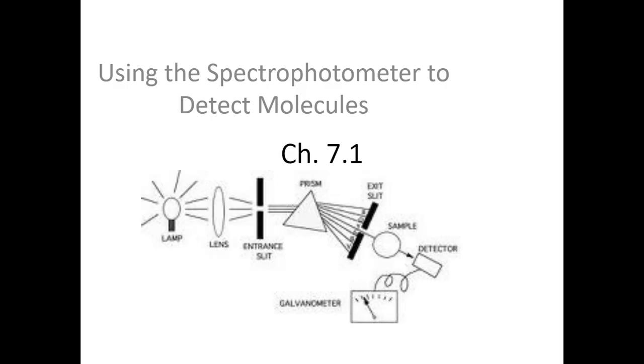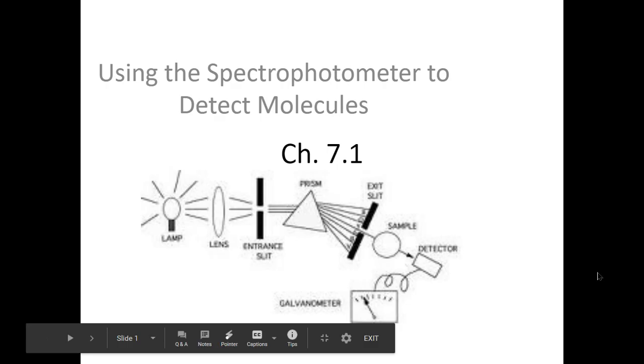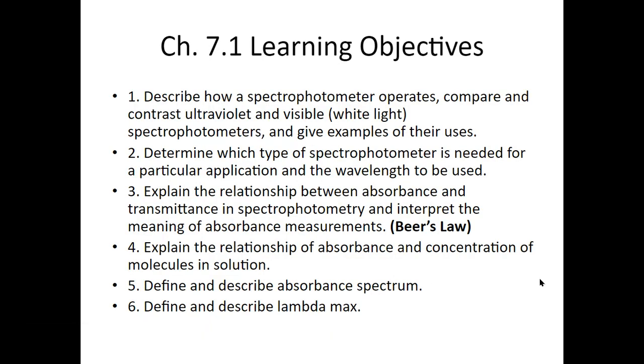So here we go. Using the spectrophotometer to detect molecules, Chapter 7.1. I'll go over describing how a spectrophotometer operates, compare and contrast ultraviolet and visible white light spectrophotometers, and give an example of their uses. We'll look at which type of spectrophotometer is needed for a particular application and the wavelength to be used. We'll look at the relationship between absorbance and transmittance in spectrophotometry and interpret the meaning of absorbance measurements. And we'll look at Beer's law or Beer-Lambert law.